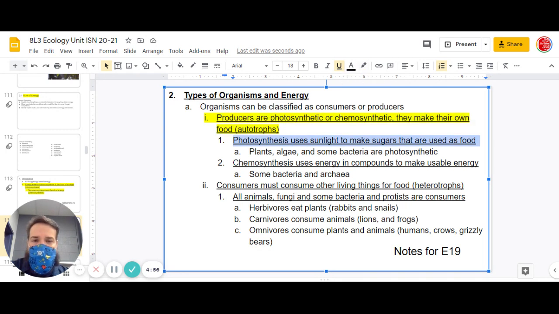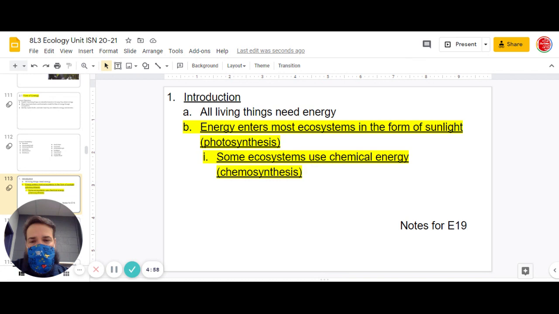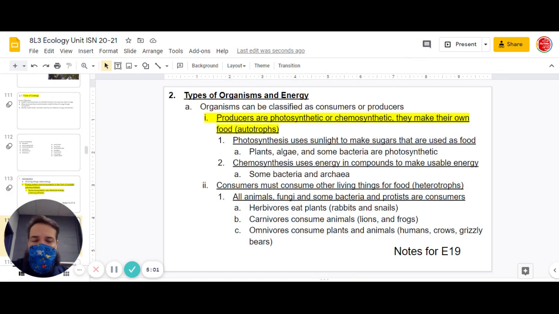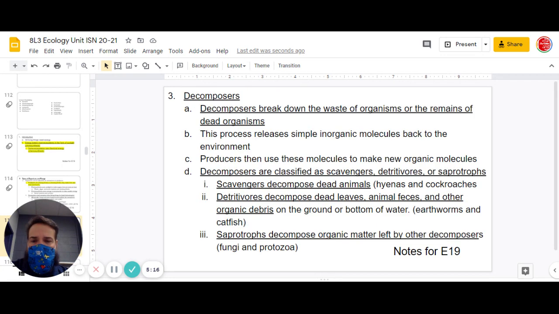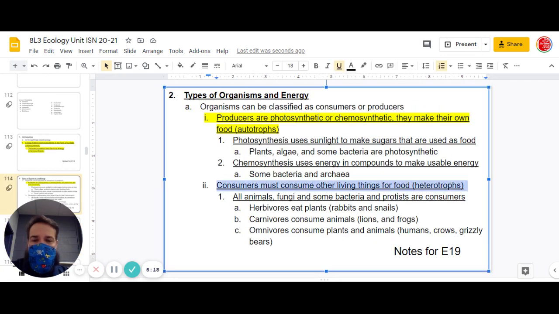Let's go back. You kind of already have these definitions, so I'm not going to make you copy them again. Photosynthesis uses sunlight to make sugars. Chemosynthesis uses the energy in chemicals to make usable energy. This would be some bacteria and archaea. Consumers must consume other living things. These are called heterotrophs. All animals, all fungi, and some bacteria and protists are consumers.